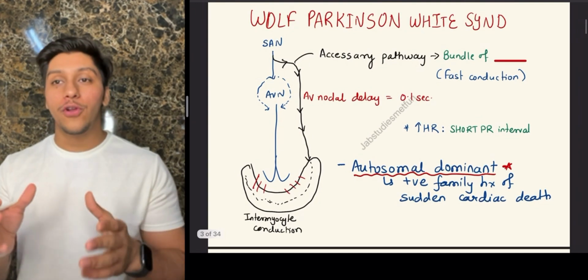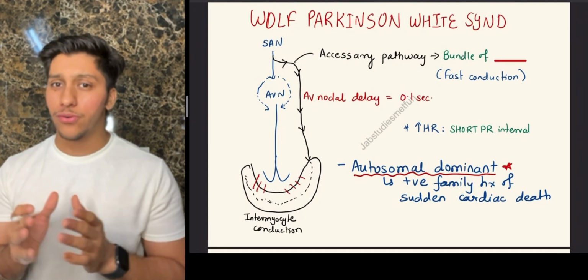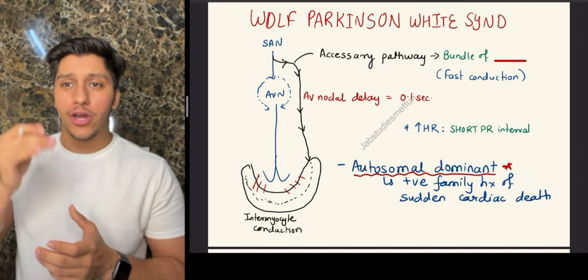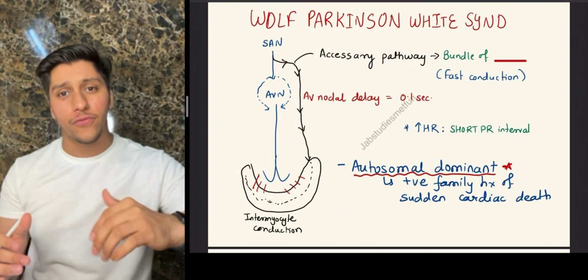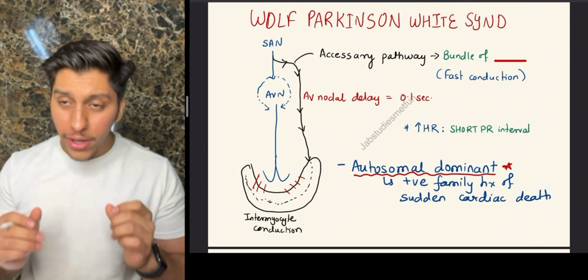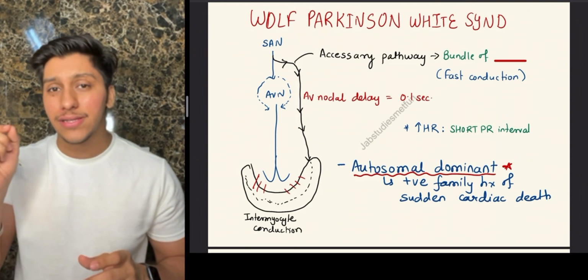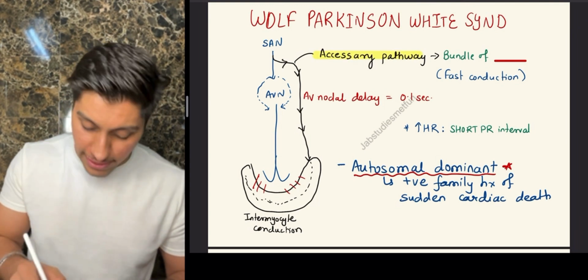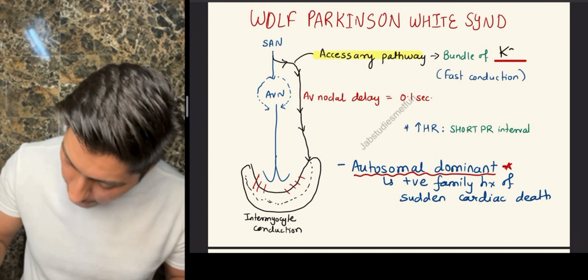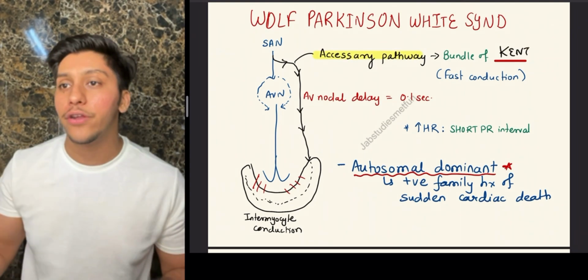Let's talk about Wolff-Parkinson-White syndrome, guys. What is this syndrome all about? We just talked about our basic details: SA node, AV node, and the impulse goes to the bundle of His and then the Purkinje fibers. Now, guys, in Wolff-Parkinson-White, there is an abnormality, which is an accessory path. This accessory path is known as the bundle of Kent.